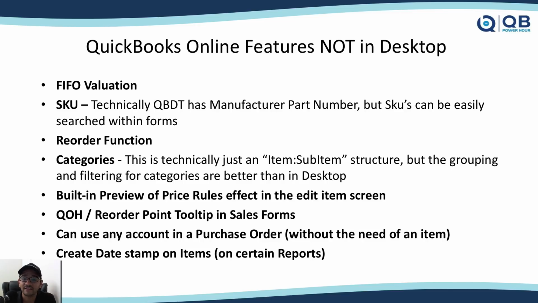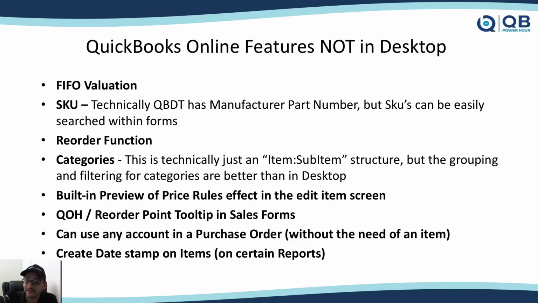There's also a really neat reorder function that's sort of hidden in there. So we'll get into that if we have time. There's also this concept of categories, which is technically just an item, sub-item structure, the way that works with QuickBooks Desktop, but it has much better grouping and filtering than QuickBooks Desktop, especially when searching them inside forms. There's also a built-in preview of the price rules effect on the edit item screen, which I think is amazing. And if we have time, we'll cover that in part 1. If not, we'll leave it to part 2.